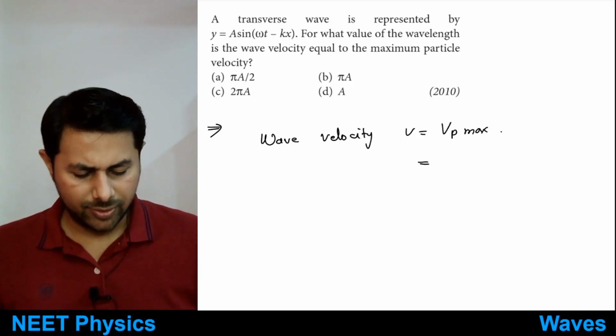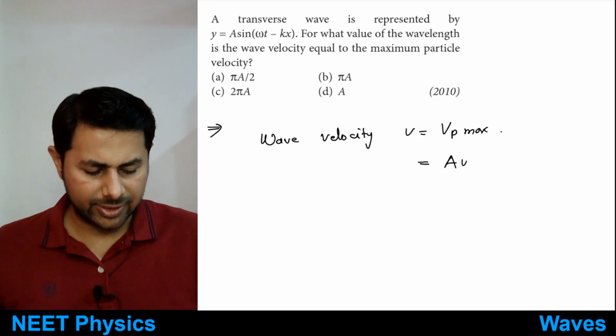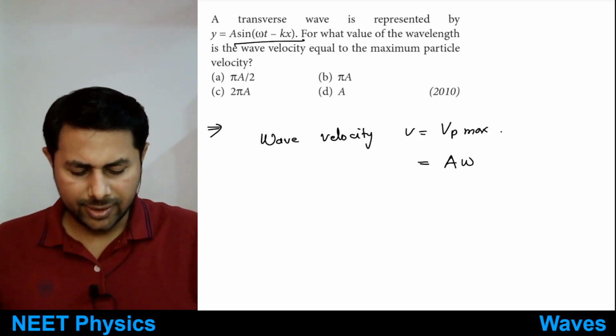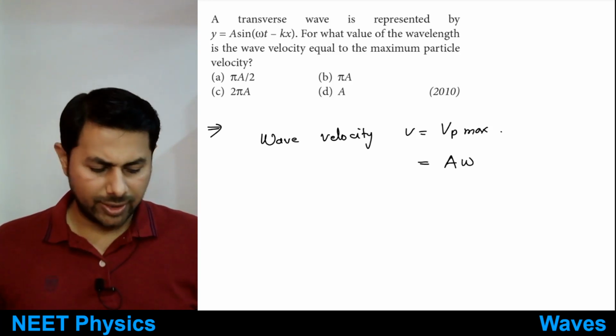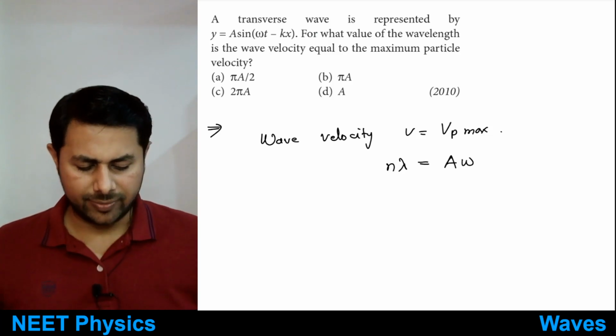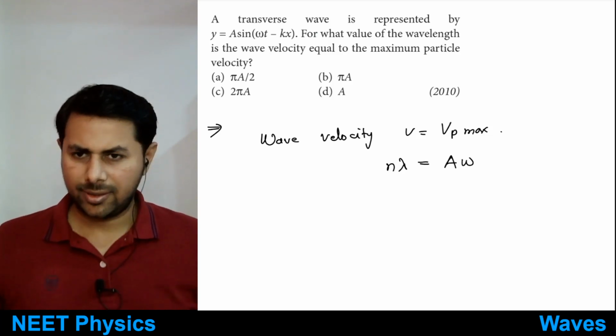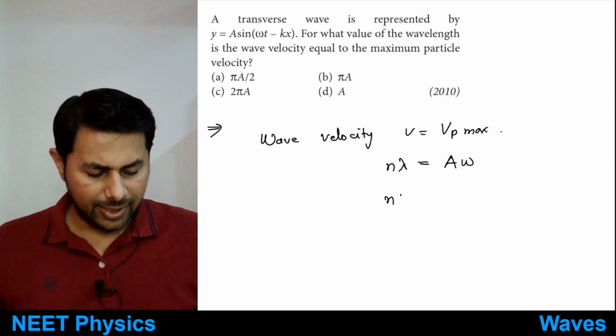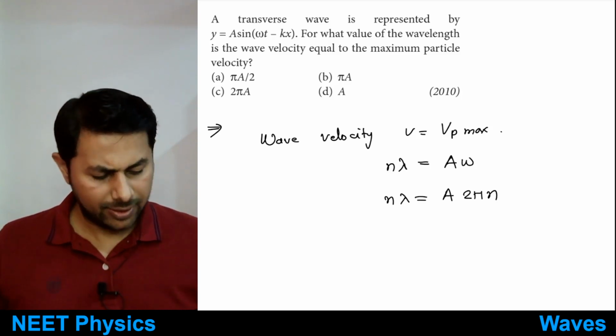So here you don't need to do anything. Vp max is just a times omega. It is given in the standard form. And what is v? V is equal to n times lambda. Okay, so that's a very simple question. N times lambda is equal to a times 2 pi n, right?